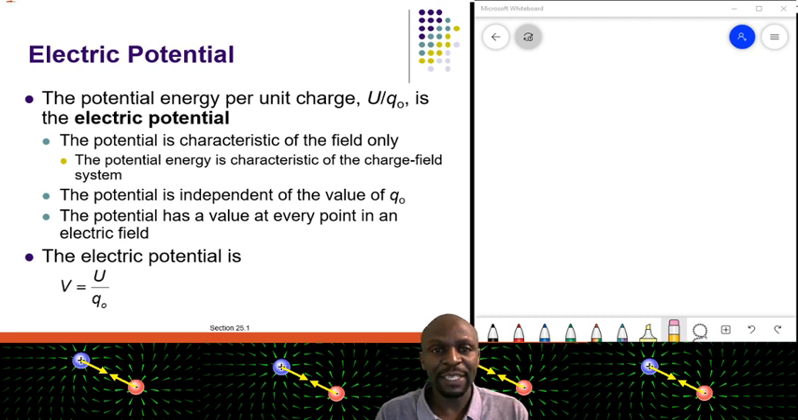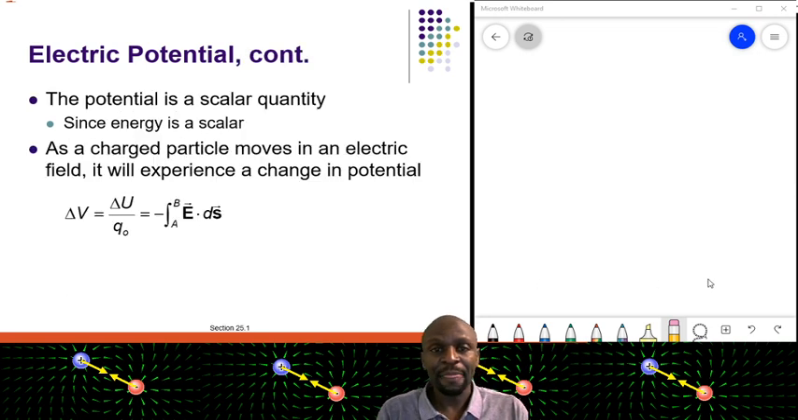Let us also talk about the electric potential, that is your V. The potential energy per unit charge, U divided by Q naught, is given as the electric potential. The potential is a characteristic of the field only, while the potential energy U is a characteristic of the charge field system. The potential is independent of the value of Q naught. The potential has a value at every point in an electric field. The electric potential is given by this equation here. The potential is a scalar because energy is a scalar.